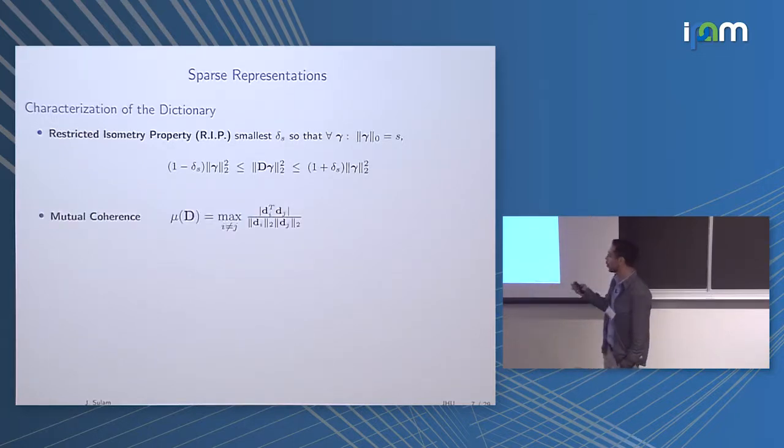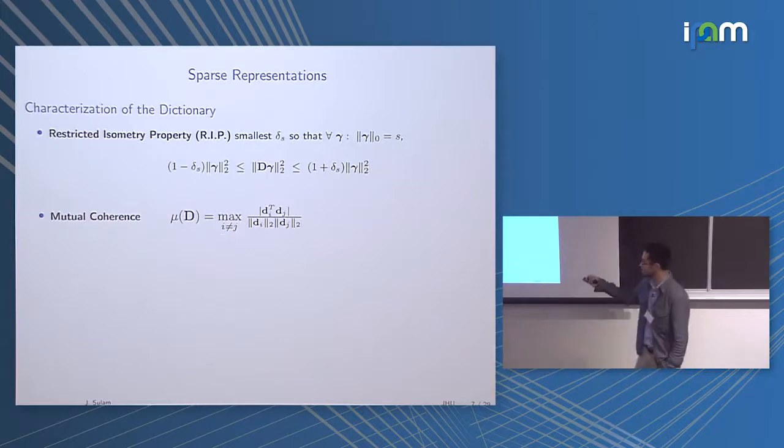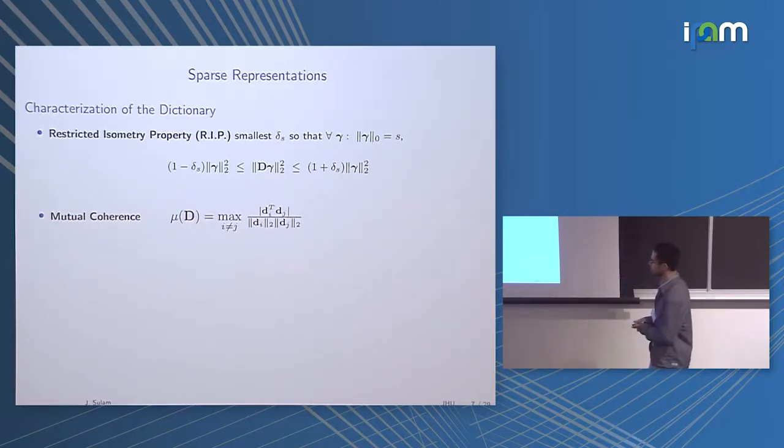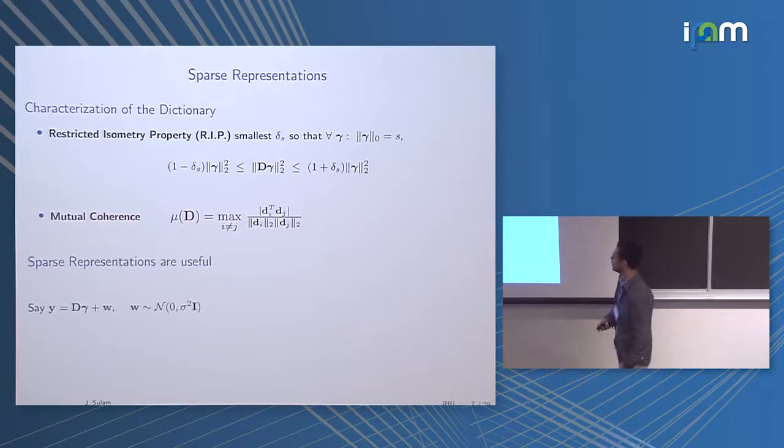So a more practical measure is this sense of mutual coherence, which essentially quantifies how correlated two atoms are in your dictionary. Again, if the dictionary was orthogonal, this would be 0. In the redundant case, it will not. It will be strictly greater than 0, and less than or up to 1.